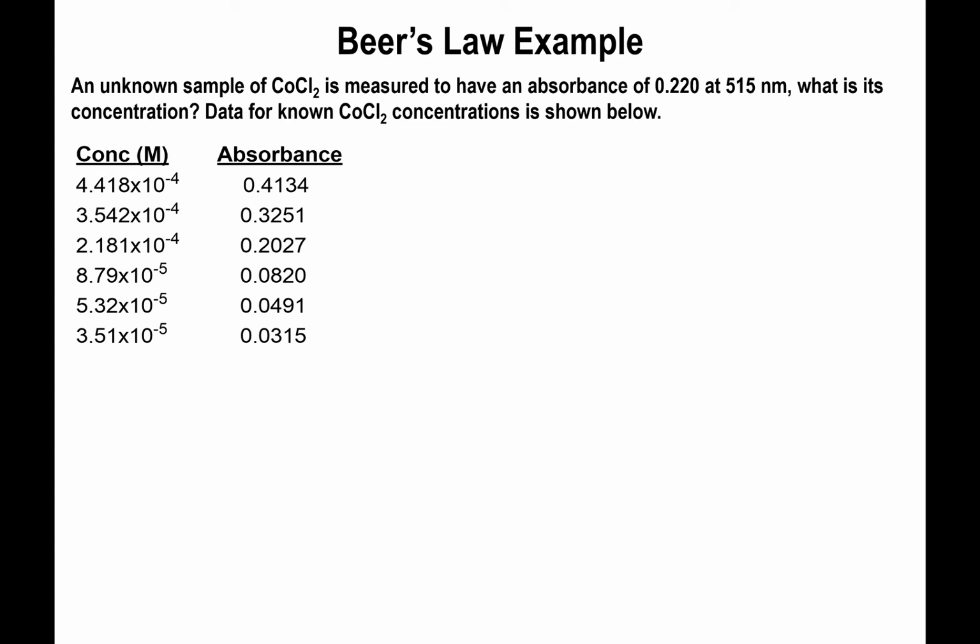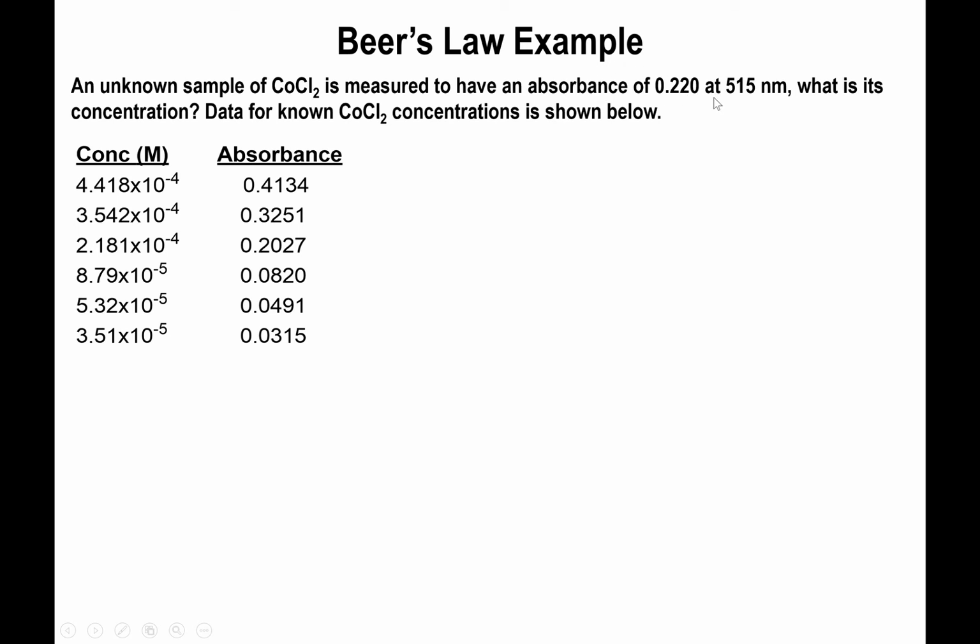All right, now a typical problem that you will see involving the Beer-Lambert plot is as follows. You will be told that there is an absorbance. Okay, so this sample of cobalt 2 chloride has an absorbance of 0.220. Now that's the value of A.